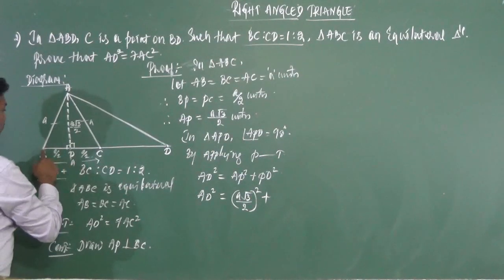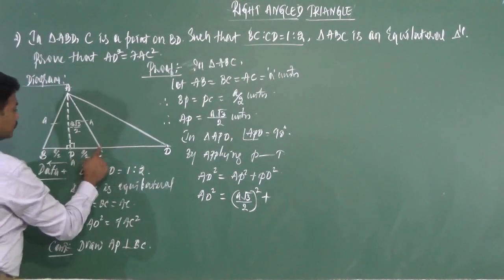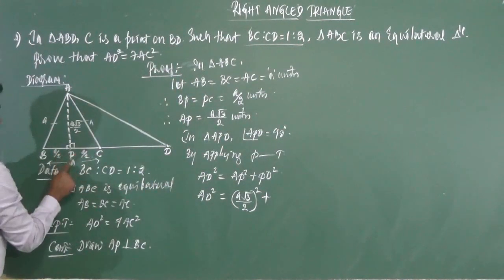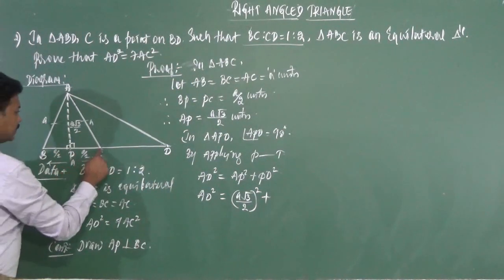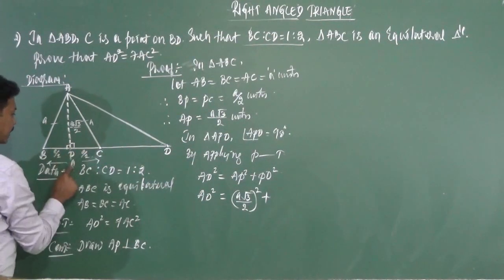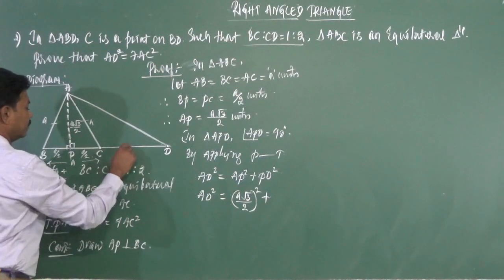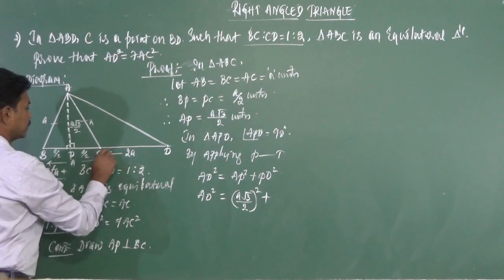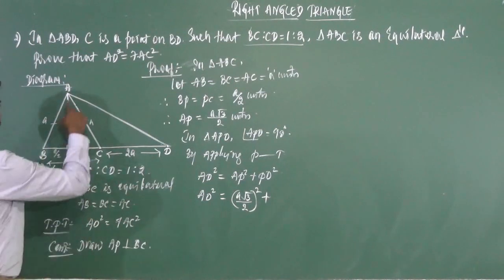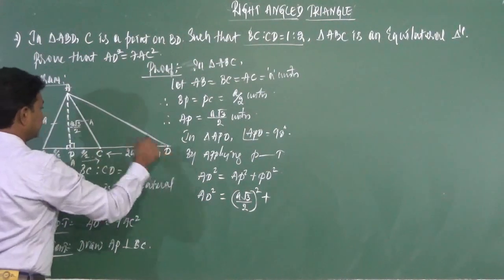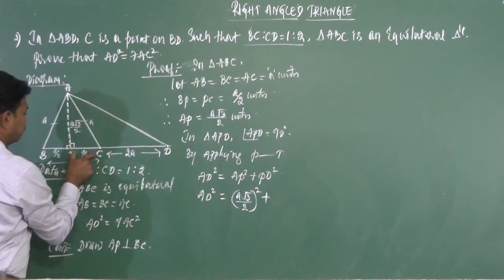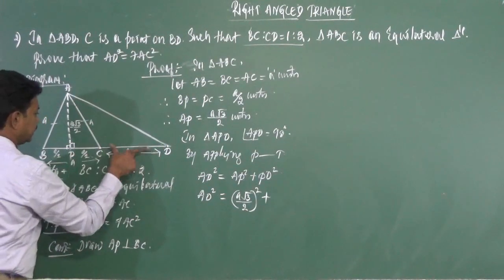BC is to CD, they are in the ratio 1 is to 2. So if BC is A, then CD is twice of BC. Therefore, as BC is A, CD will be equal to 2A. So this length will be 2A. Right? As we have taken triangle APD, the length of PD is nothing but PC plus CD.